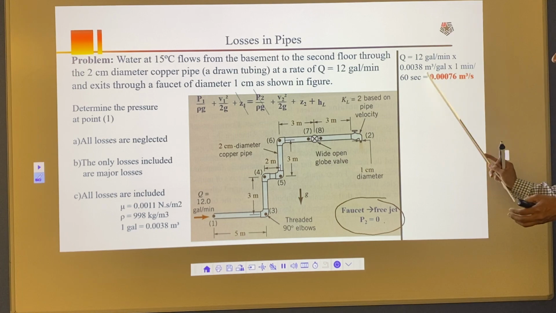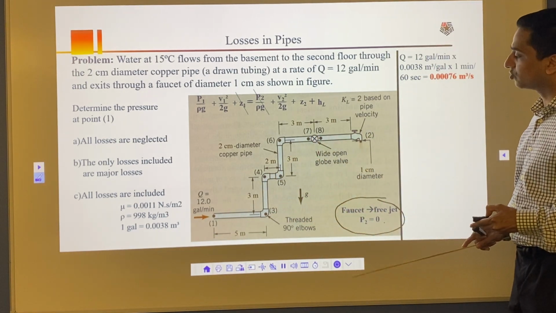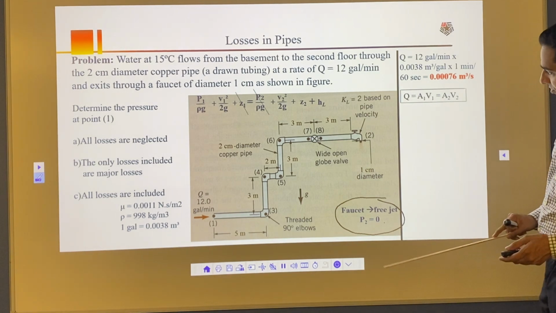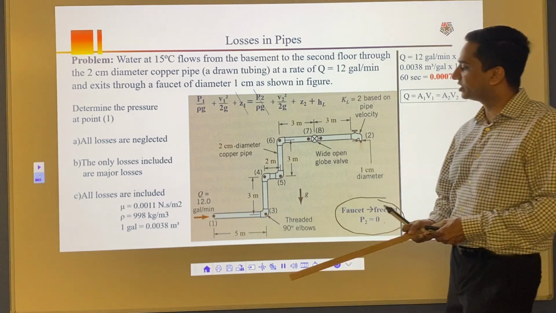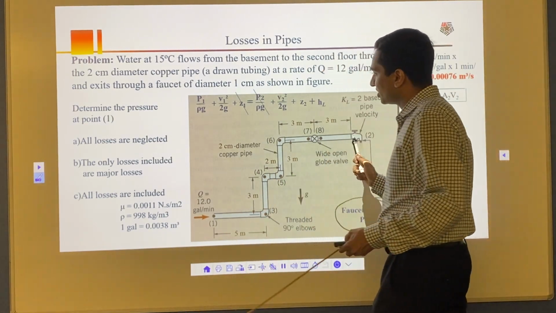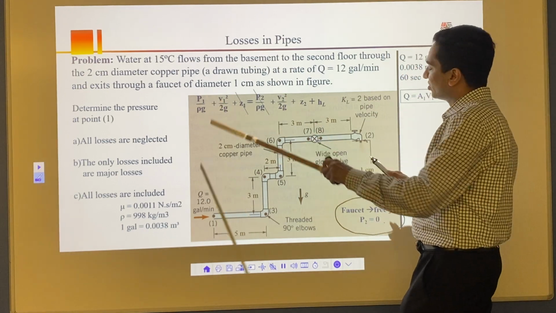0.0076 meter cube per second. That's the flow rate you get. Once you have the flow rate, you need velocities. You need velocities throughout the pipe, that's your V1, and in the end you need velocity V2 to calculate P1. So we need velocities.